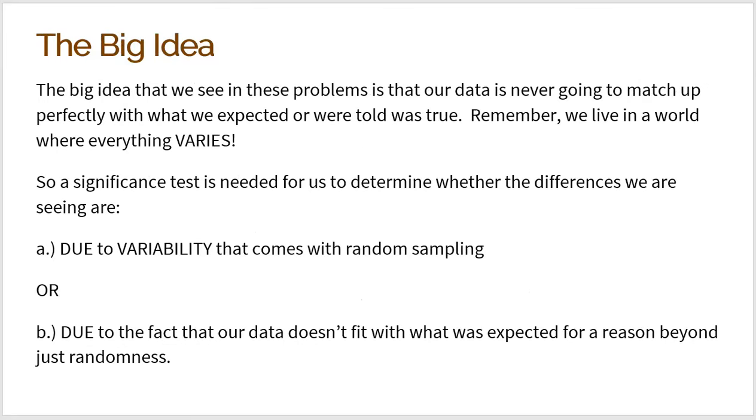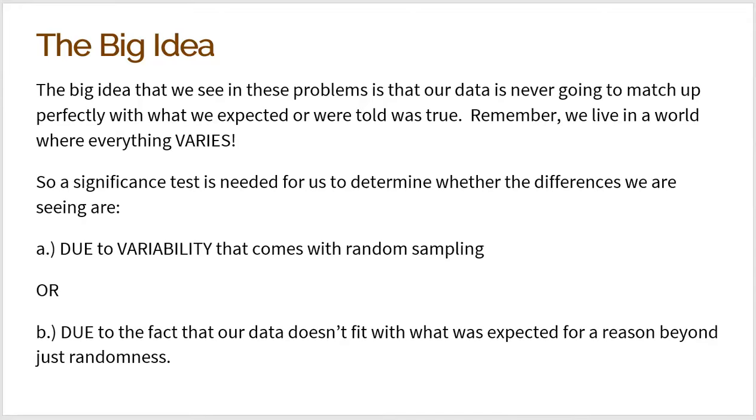All right, so here's the big idea. The big idea that we see in these problems is that our data is never, I can't repeat that enough, it's never going to match up perfectly with what we expected or what we were told to be true. We were told 10% of people have blue eyes. We might have seen 12%. That's just part of sampling. It's never going to match up perfectly because we live in a world where everything varies.